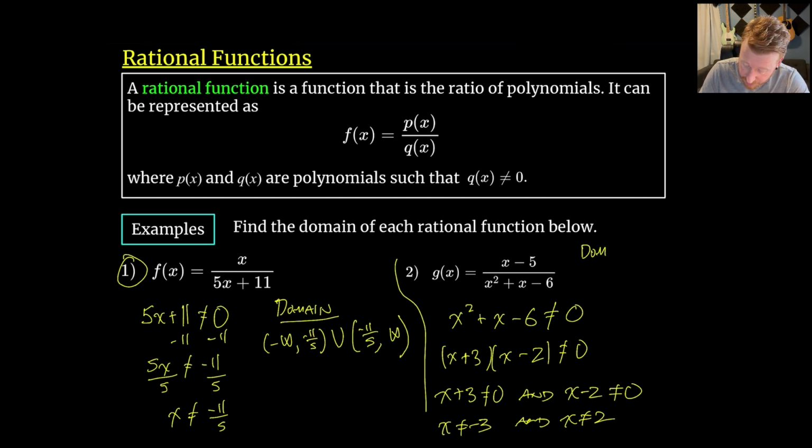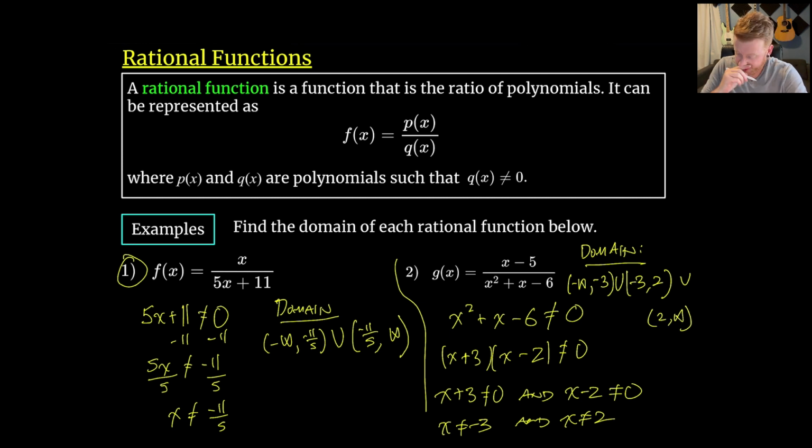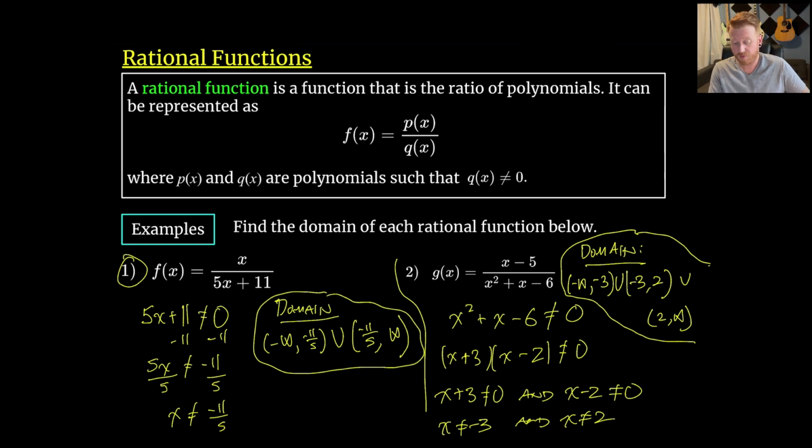So if I want to write the domain, we're going to be looking at negative infinity up to negative 3, and then we need to jump over negative 3 until we get to 2, and then we'll union that together with 2 to positive infinity. So kind of had to go into the next line there, but hopefully you get the point. Here's the domain for g. Here's the domain for f.